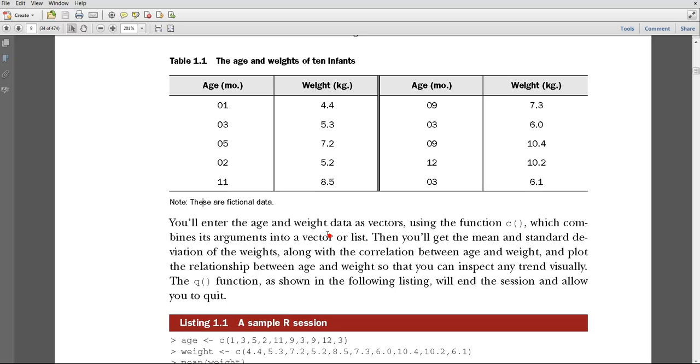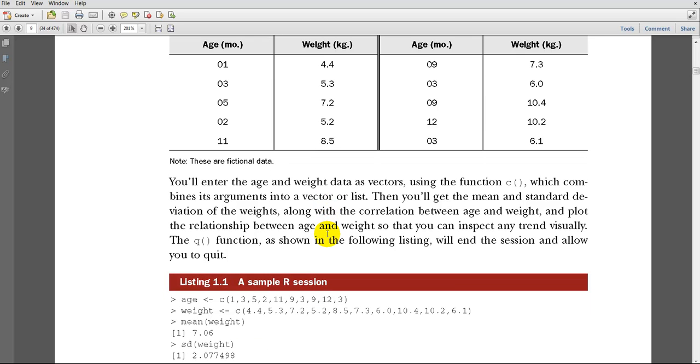So we can enter these as vectors, and we've already learned how to do that. So the ages are what? 1, 3, 5, 2, 11, and so on. And weights are here. So go ahead and start up R and enter this data. Pause the video and enter the data.